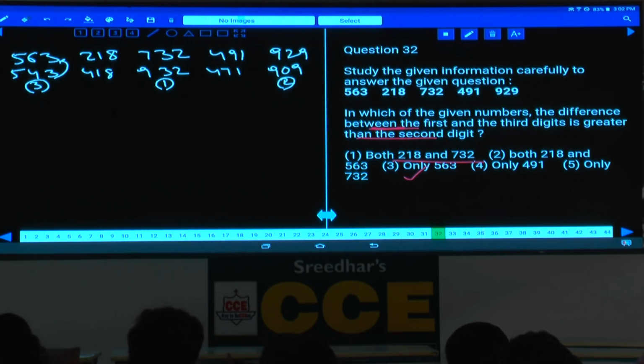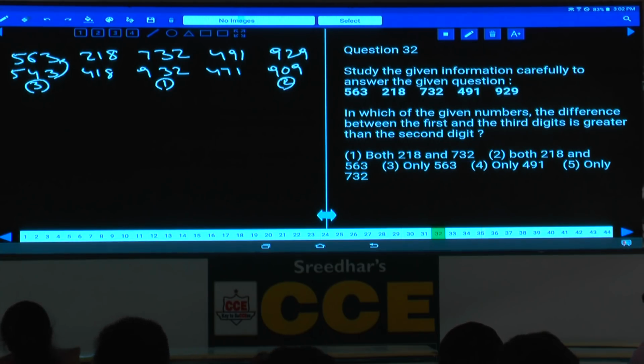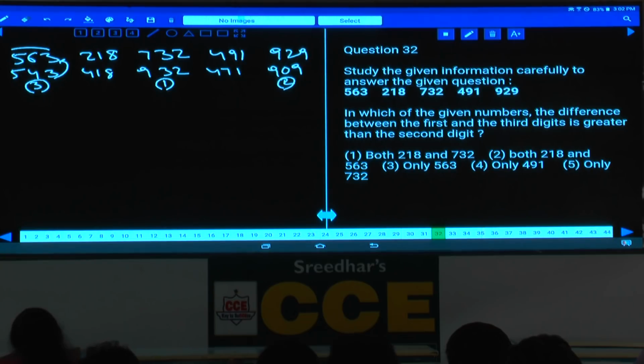Then what about question number 32 here? In which of the given numbers is the difference between the first and the third digits greater than the second? Difference between the first and the third. Here 5 and 3, what is the difference here? 2. Now this 2 is not greater than the second digit, isn't it? Hence it cannot be your answer. Then 2 and 8, what is it? 6. Is 6 greater than 1 or not? Yes. Hence one such number is there.